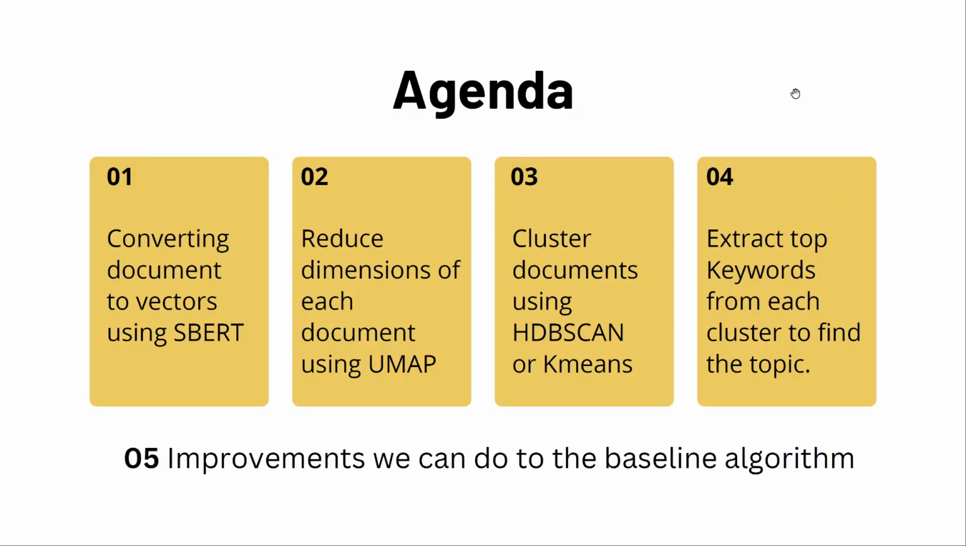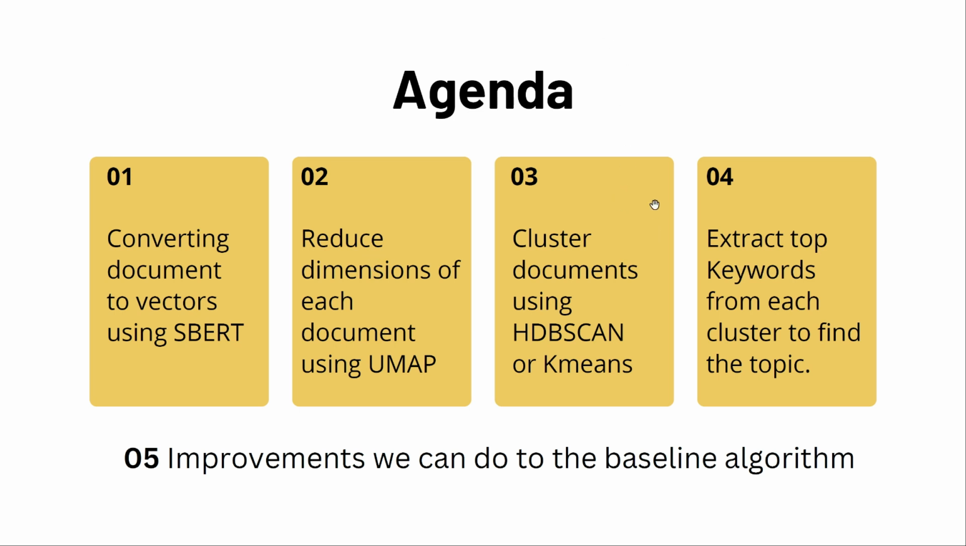Now the agenda for this video is to discuss how we do topic modeling with sentence transformers, that is, using document vectors or sentence vectors. The first thing is, we'll convert each document, in our case a movie plot, into a vector using the SBERT library. Then we'll reduce the dimensions of each movie plot using the UMAP algorithm. It's a dimensionality reduction algorithm, just like PCA and t-SNE. UMAP is sometimes a more superior version of PCA and t-SNE.